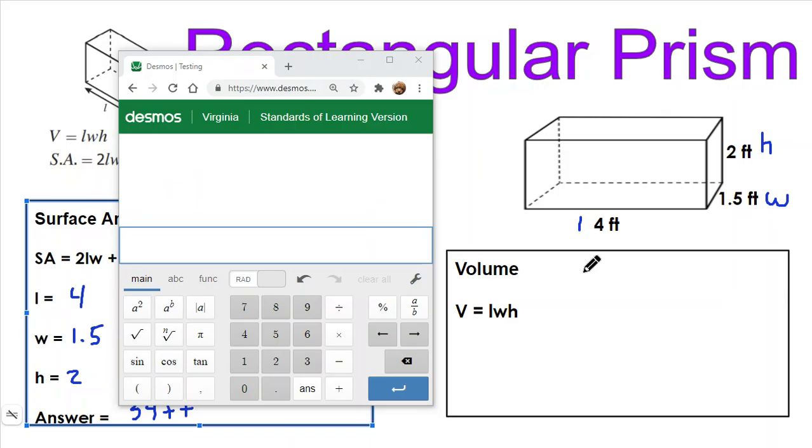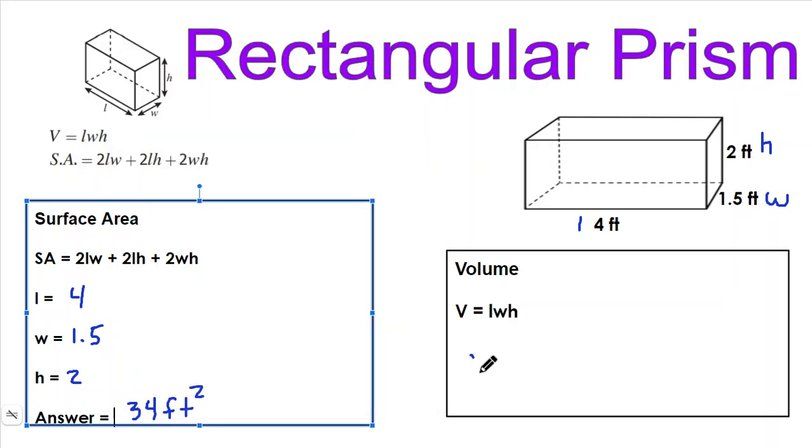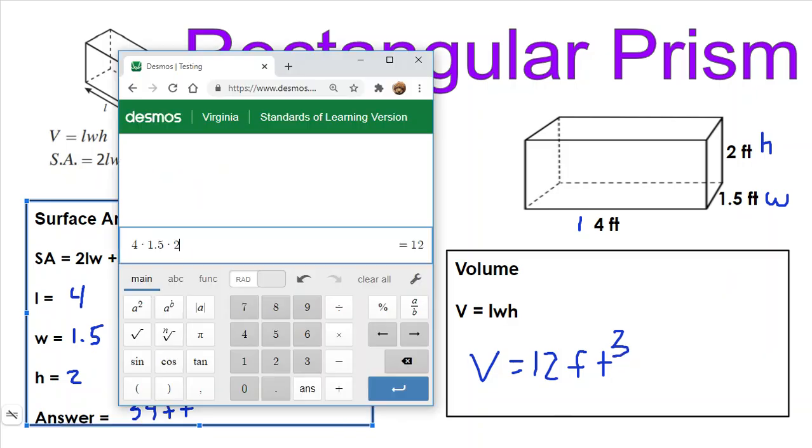Volume of a rectangular prism is a really easy formula. It's just the length times the width times the height. So I can just put that in my calculator. 4 is my length times 1.5 my width times my height of 2. And that gives me 12. So my volume for this rectangular prism is 12 feet, and then volume is always cubed. It's always units cubed. So to find the volume, all you do is the length times the width times the height.